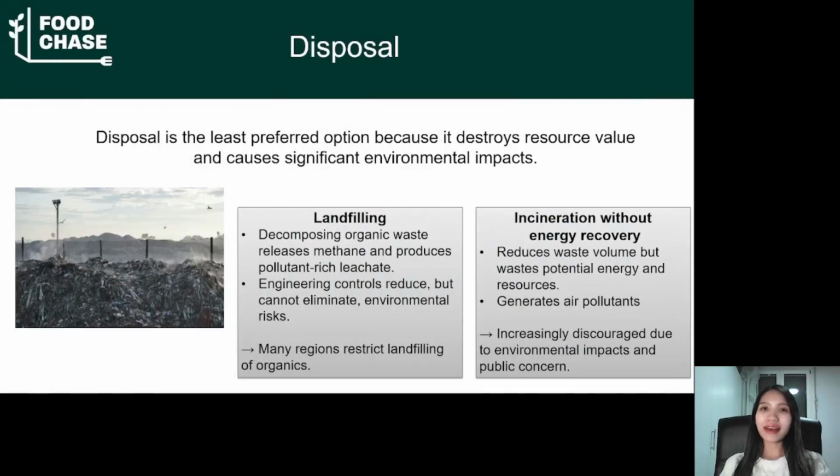The last level and also the lowest level of the hierarchy is disposal. This is the least desired option because it destroys entirely the resource values and it causes significant environment impact. The two options of this level is landfill and incineration.